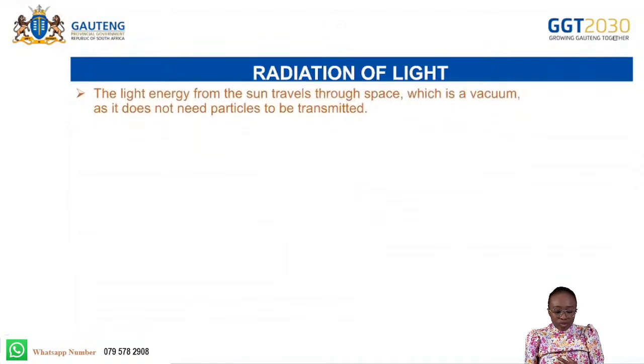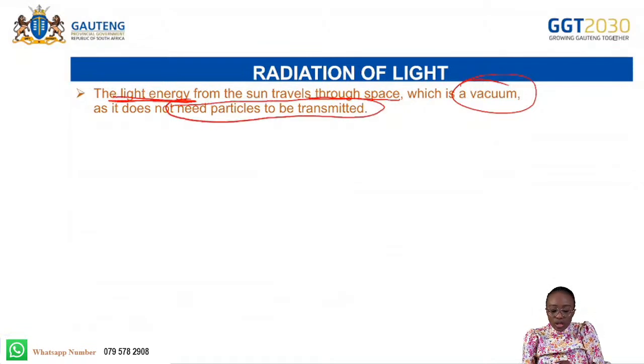the sun. Now, we said the sun is the main source of light energy, right? But how does that light energy get to where we are? What path does it have to follow? The light energy from the sun travels through space. And space is a vacuum, meaning there is nothing in space. Remember, light does not need particles to be transmitted, so it can simply travel from the sun, where it is emitted, all the way to Earth.